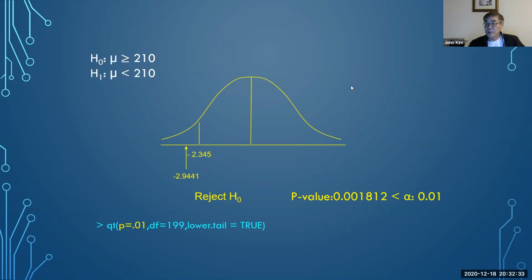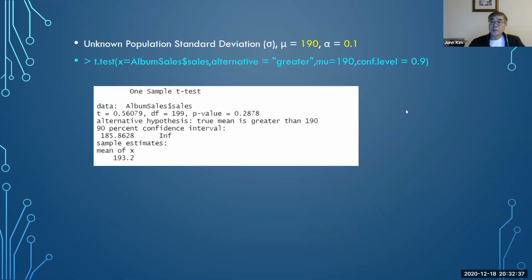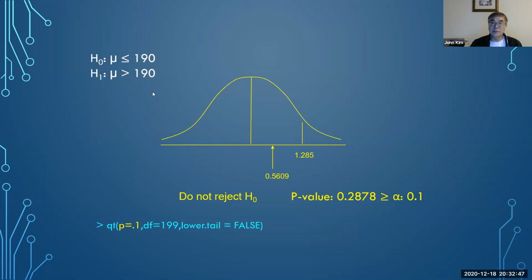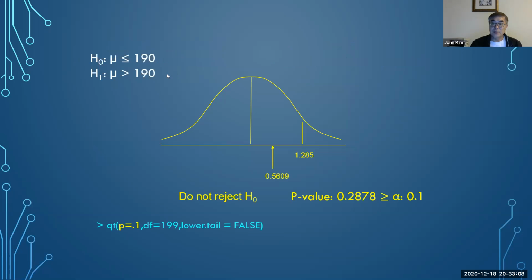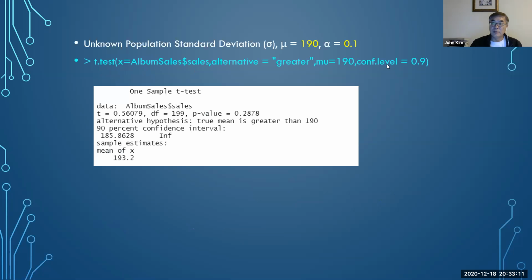Okay, then next one. We have a question: is the sales greater than 190? When we don't know the population standard deviation, then use a t-test, and greater, because the alternative hypothesis is greater than. Then mu is 190. Alpha is 0.1, 10%, then the confidence level is 90%, 0.9. So type in.